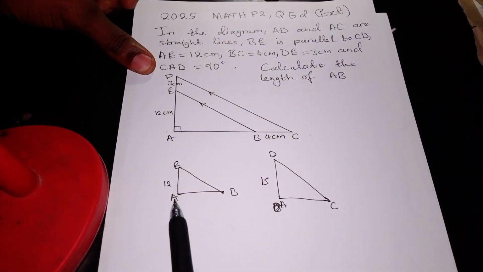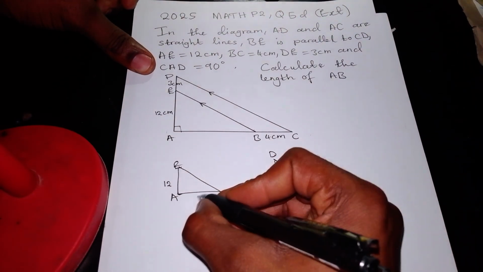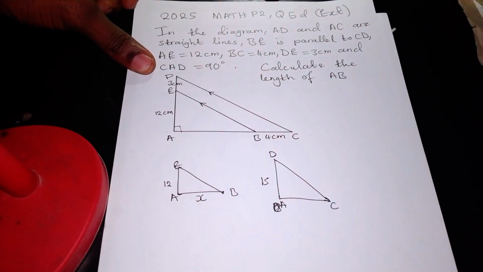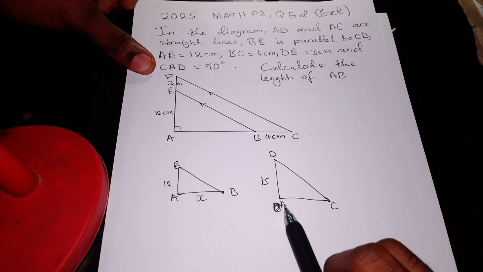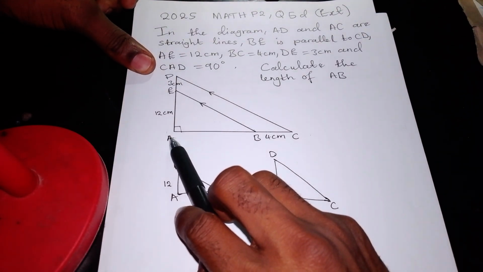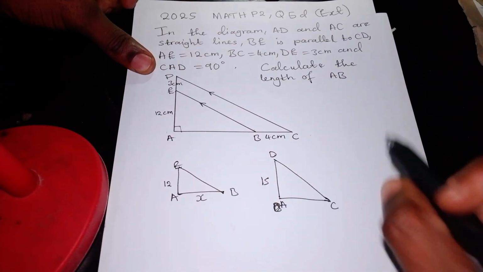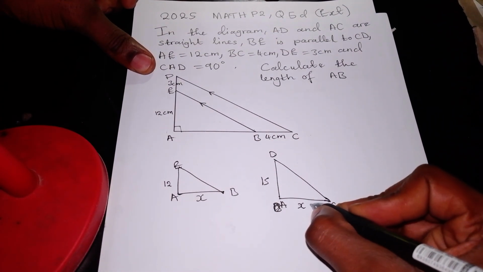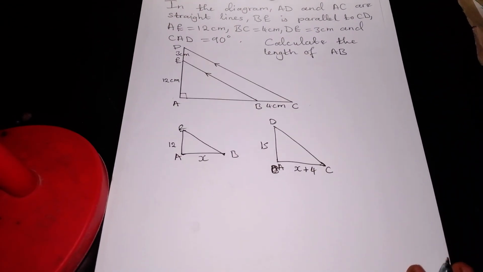And then the distance from A to B, this is what we want to find. This is unknown, so you can either use an X or use a B. So for now, I'll just use an X. And then on AC, the distance from A to C is the distance from A to B plus the distance from B to C, which is, in terms of X, X plus 4. So once you have this information, then you are almost there.